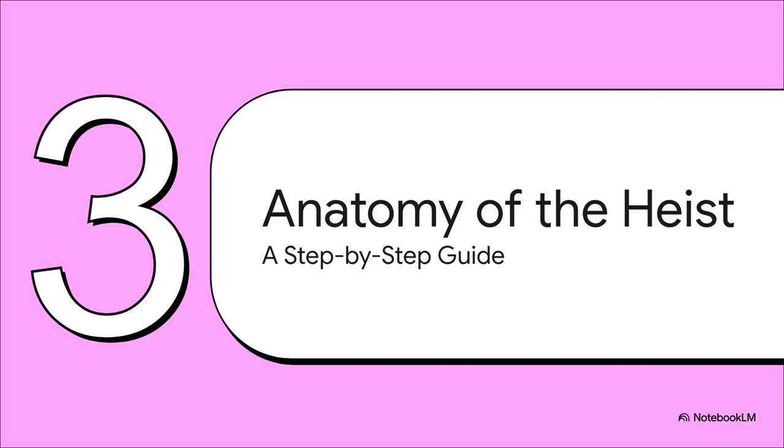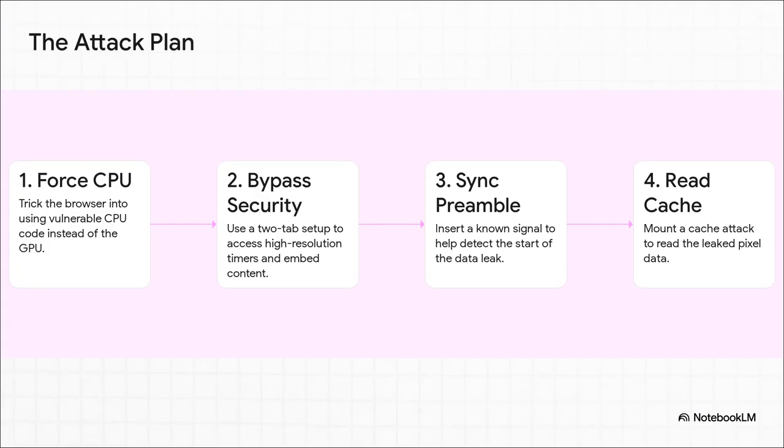Okay, so now we know the technique. Let's break down the actual heist plan. How does Pixel Thief pull this off, step by step? It's actually a four-stage operation. First, they have to trick the browser into using a very specific piece of code that they know is vulnerable. Then, and this is brilliant, they use a two-tab system to sidestep modern security. After that, they send a little secret signal to get their listening tool perfectly in sync. And then finally, they just watch the cache and steal the data bit by bit.